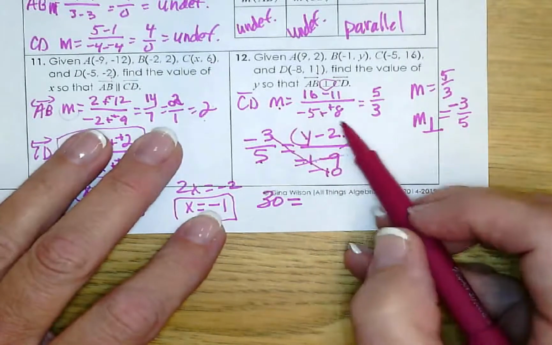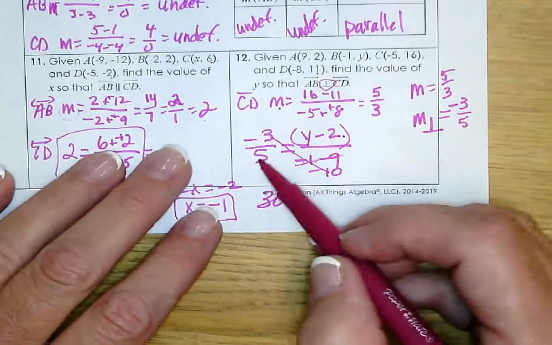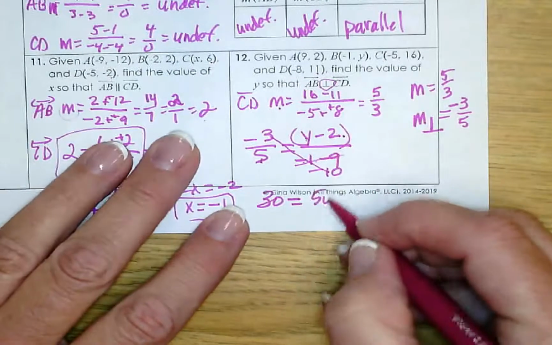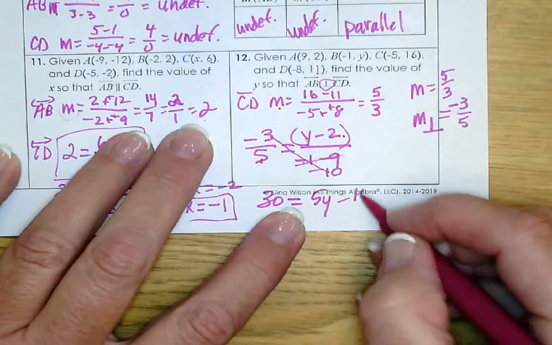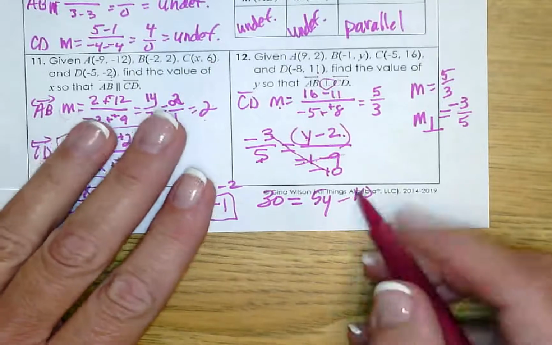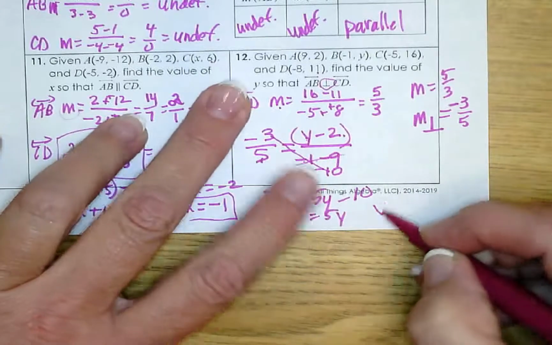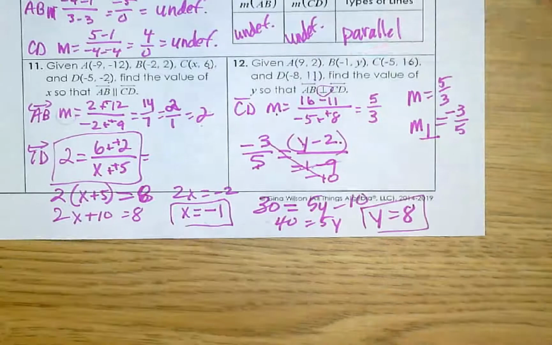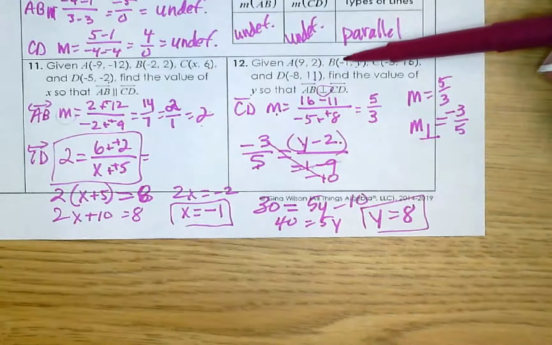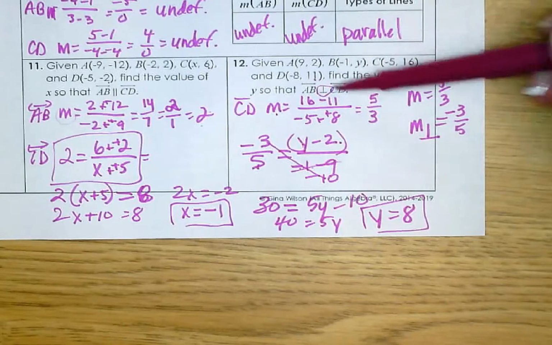I put parentheses around usually if it's a plus or a minus between them. So 5 times y, 5y. 5 times 2 is 10. Add 10 over here, divide by 5, y equals 8. So if I would have a point up here, point B to be negative 1, 8, these two lines, AB and CD, would be perpendicular to each other.